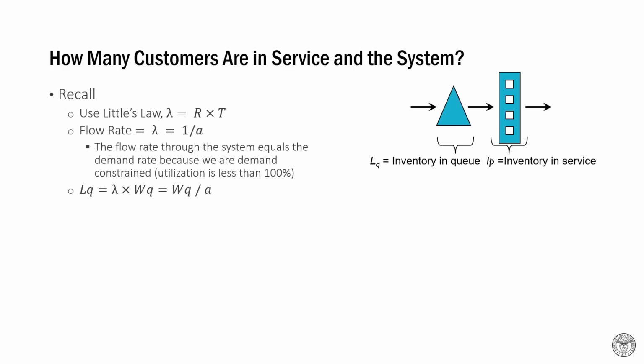In our case, the flow rate, lambda, is equal to the inverse of the inter-arrival time, A. This flow rate is equal to the demand rate as we are demand constrained, with utilization being less than 100%. The inventory in the queue, LQ, is calculated as the product of the flow rate and time in queue, or equivalently, time in queue divided by the inter-arrival time.